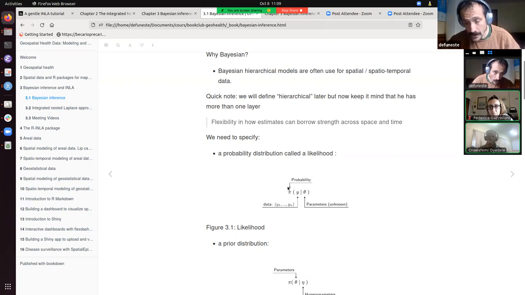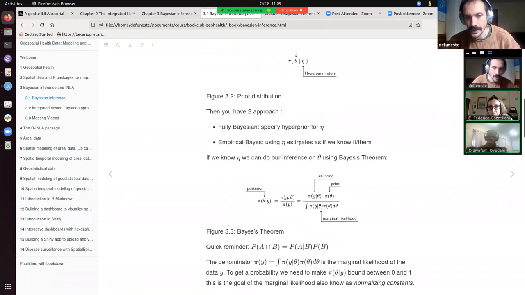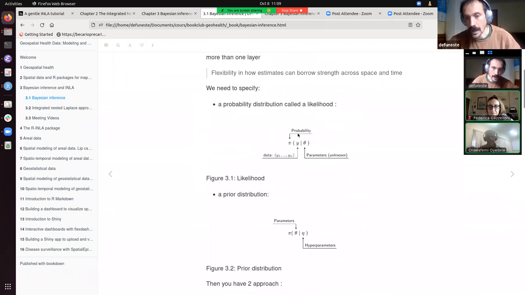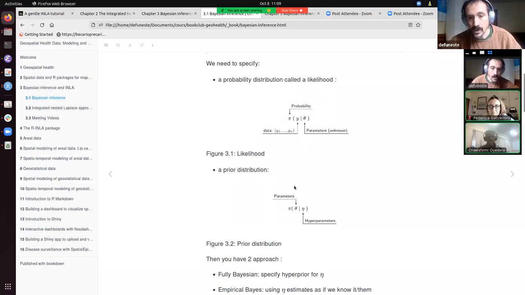As you see, what you want to do at the end is get the posterior, which is the probability of the parameters knowing the data. The likelihood is kind of, not the reverse, but the counterpart. What we have to give is a prior distribution. The prior distribution is what we know, and it is defined by parameters. We try to know the parameters, and they are defined by other parameters. That's why we call them hyperparameters: parameters that define parameters.